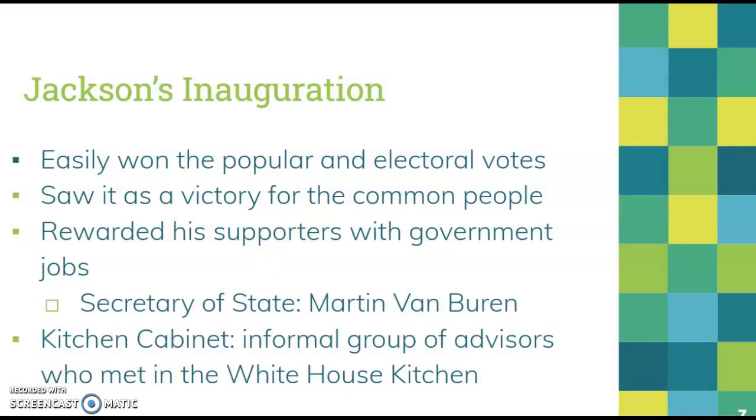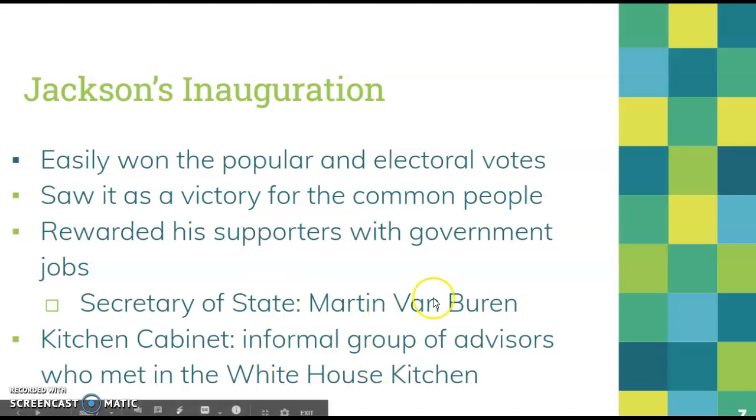Jackson easily wins the popular and electoral votes, and he sees it as a victory for the common people. That's who put him in office. So he rewards his supporters with government jobs. This is still a form of patronage.